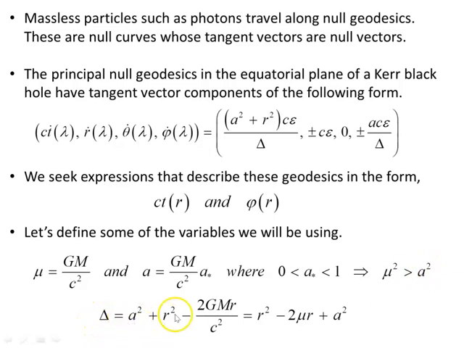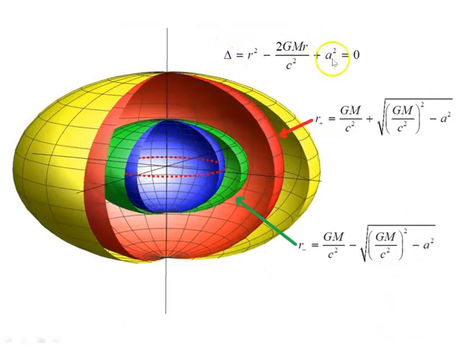Delta is a squared plus r squared minus 2GMr on c squared, or r squared minus 2 mu r plus a squared. And the importance of that, as we'll see on the next slide, is that when delta is set to 0 and solved, this quadratic gives us the two event horizons, the outer event horizon and the inner Cauchy or inner event horizon. So the outer in red and the inner in green. The outer stationary limit surface, or surface of infinite redshift, is the yellow one, and the inner version of the stationary limit surface is the blue one. The red dot is the ring singularity.